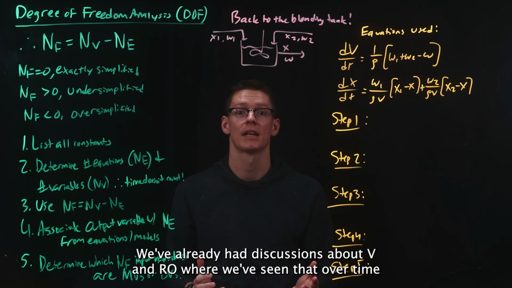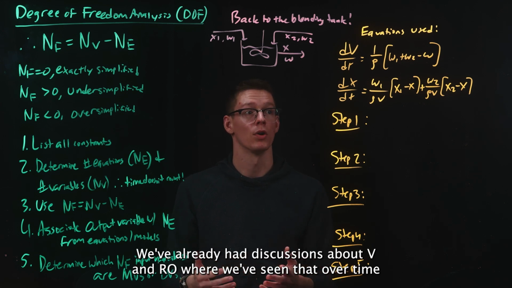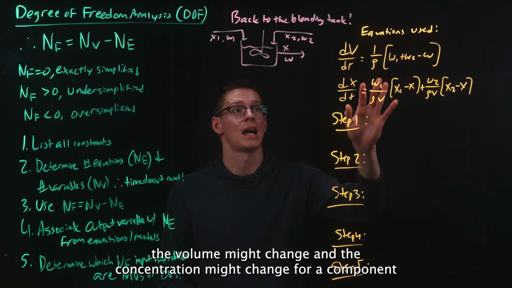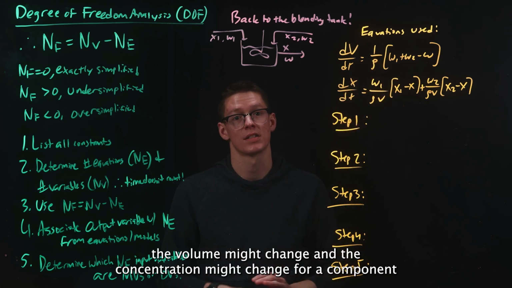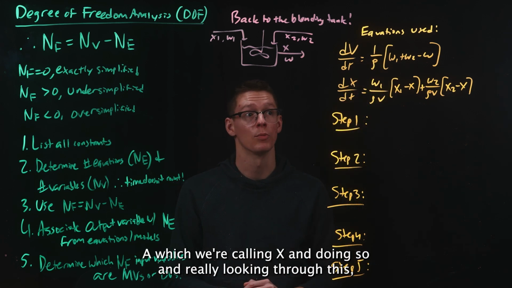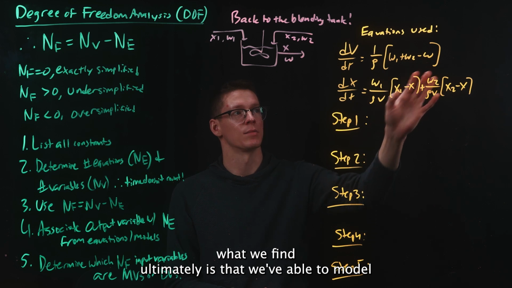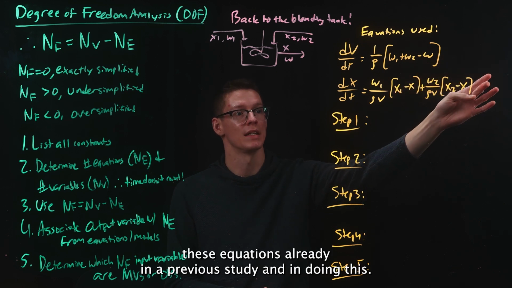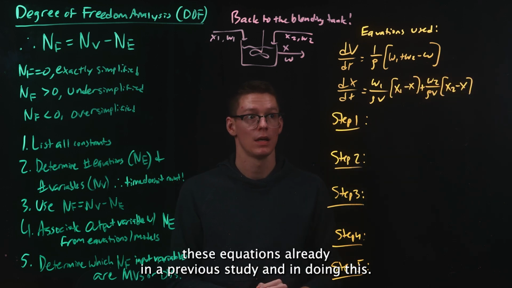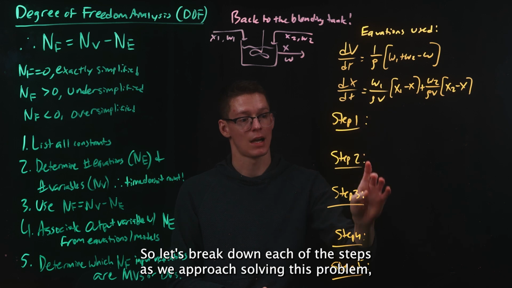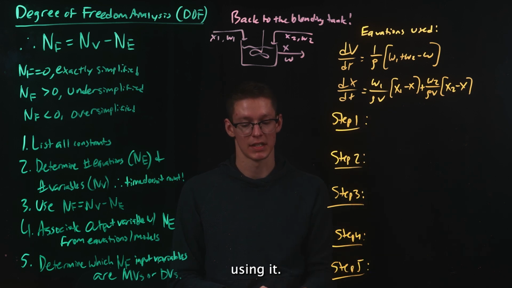We've already had discussions about V and rho, where we've seen that over time the volume might change and the concentration might change for our component A, which we're calling X. In doing so and really looking through this, what we find ultimately is that we've been able to model these equations already in a previous study. And in doing this, let's break down each of the steps as we approach solving this problem.